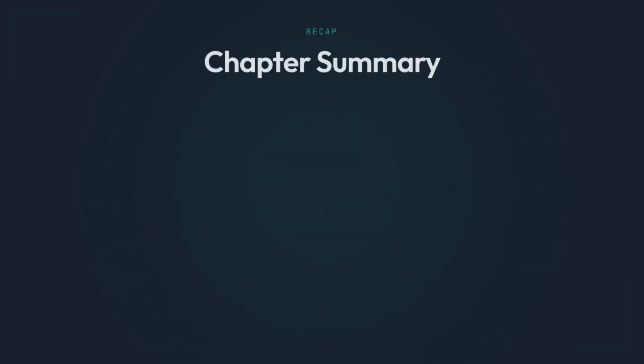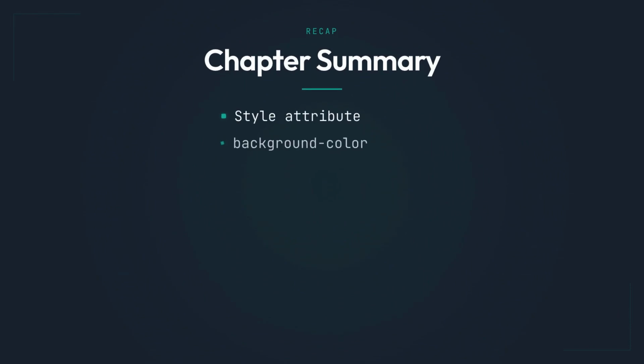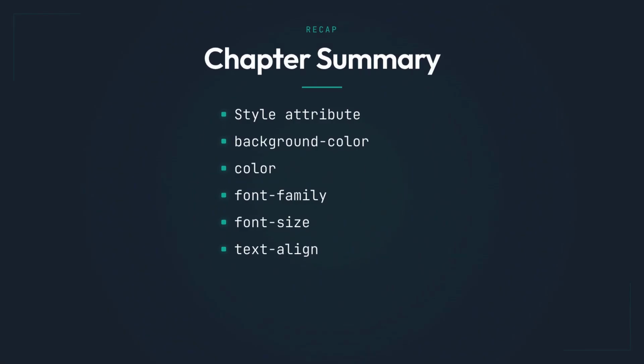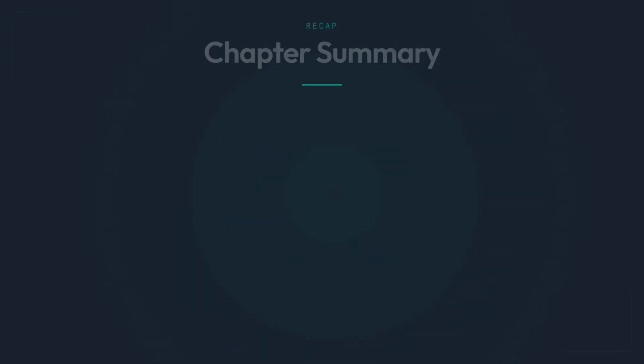To summarize our lesson, use the style attribute for all your needs. Use background-color for backgrounds, color for text colors, font-family for fonts, font-size for sizes, and text-align for alignment. Master these, and you're well on your way.